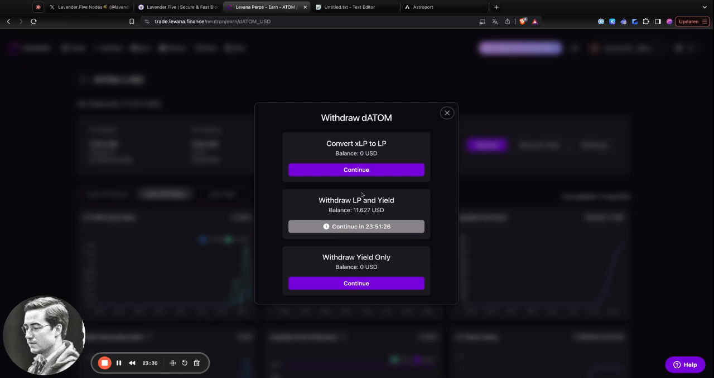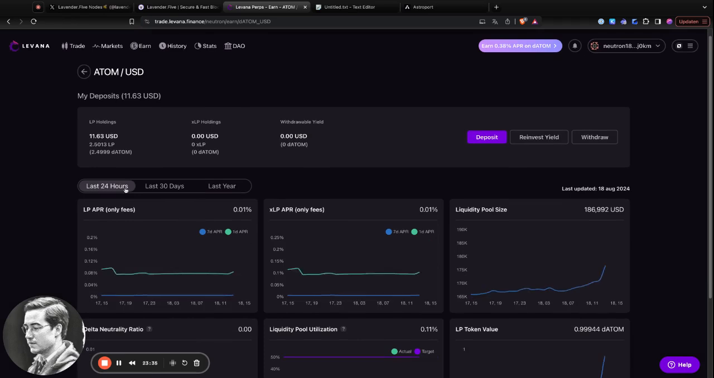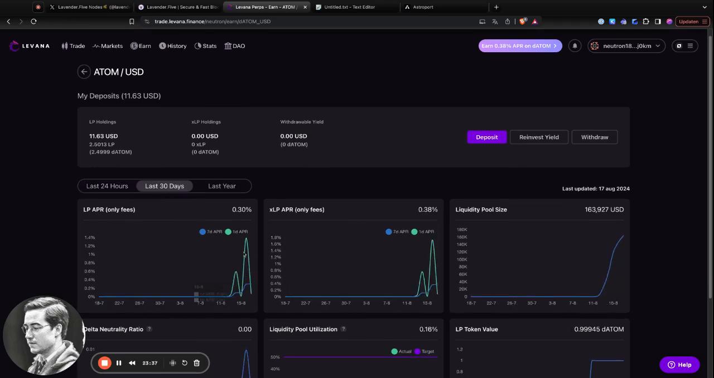For this position, I have to wait 24 hours. I forgot to mention that the LP position is 1 day and the XLP is 30 days. It's to protect the market. So I'm going to come back in a day to withdraw this as well, just to close the position. But I hope this gave you an idea of what it would look like if you have to close all of them.